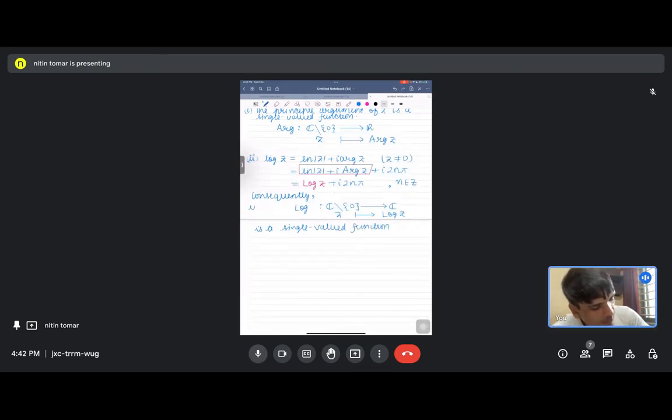So this is third. And fourth is, you see what will be the exponential of the logarithm of z. Can anyone tell me? Even with this definition, z. z only, right?